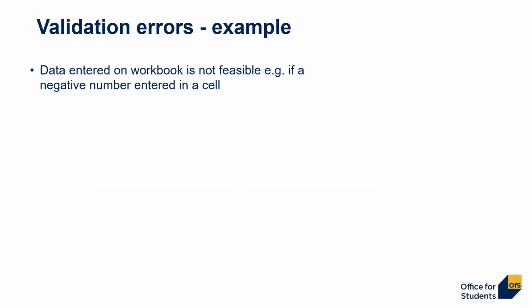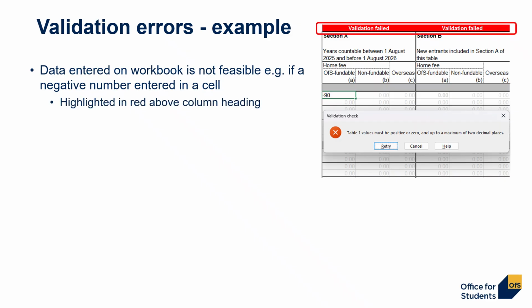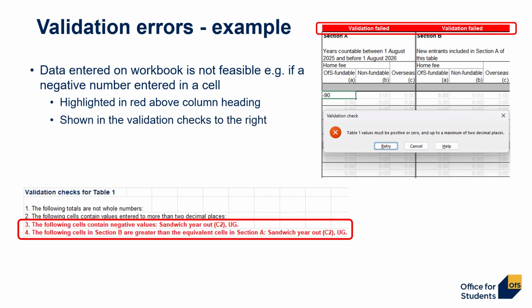Remember, validation errors occur where data is not feasible rather than just being unlikely. In this example, a negative number has been entered in a workbook cell that cannot be negative. As you can see here, this will be highlighted in red on the workbook itself above the appropriate column, and also to the side of the table in question where all the test criteria are shown.